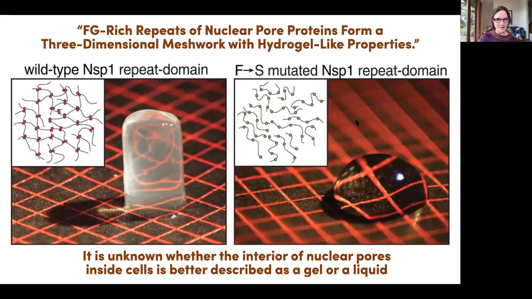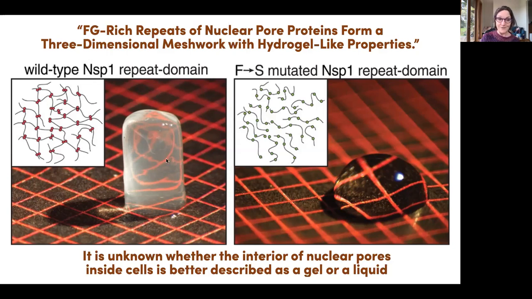Okay, I'm sort of skipping around a little bit, and I apologize for that, but this just shows in vitro what happens if you take one of these nuclear pore proteins that has a bunch of these phenylalanine glycine rich repeats, and you concentrate it in vitro and you cool it. It turns out that it forms a gel.